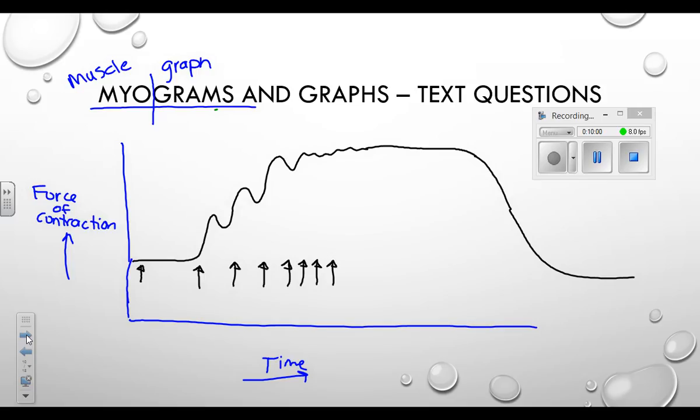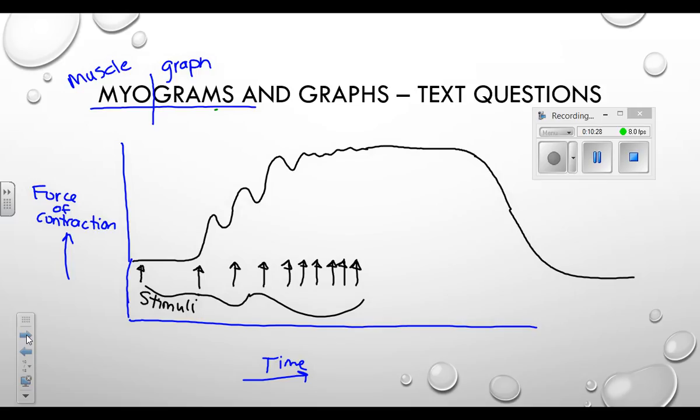So each of these little arrows, and now the exact number is not the crucial part here, it's the idea of repetitive stimuli. But each of those little arrows represents some stimulus that is affecting the muscle. So your muscle is getting some constant signal that it needs to contract.